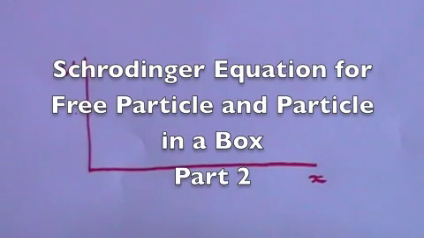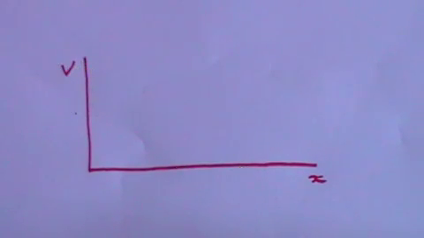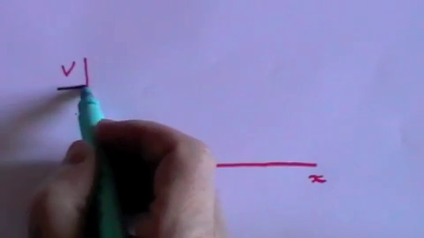We now move on to considering a particle in a box. This is a way of considering a particle, for example an electron, which might be constrained within an atom. It isn't precisely right, but it gives a general idea. So here is the box.